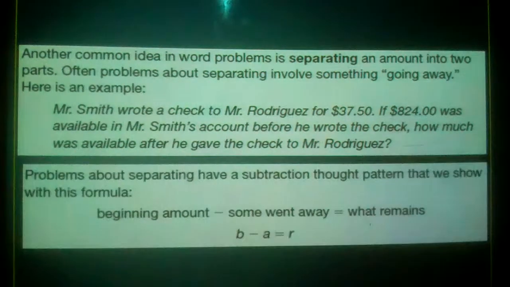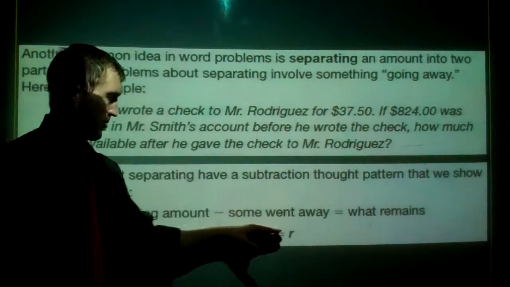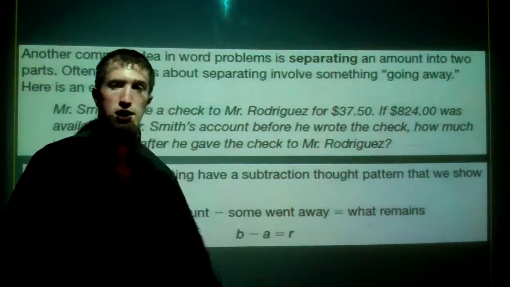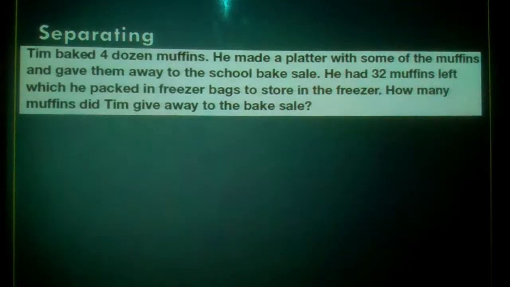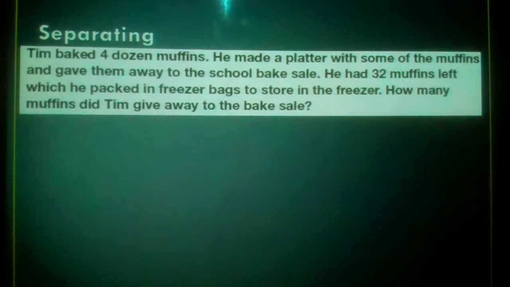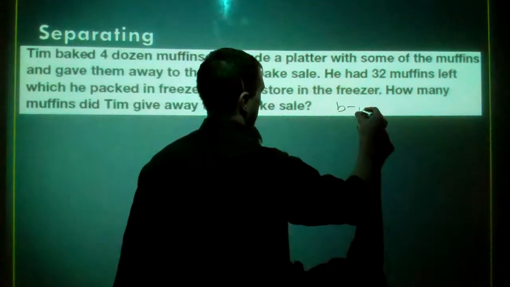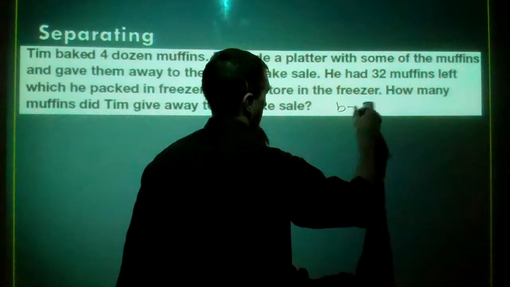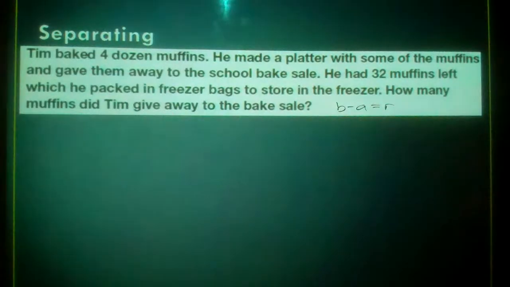And that's our basic formula here. You're going to start with the beginning amount. Something's going to be taken away, and they're going to have whatever's left. So, beginning amount minus whatever went away equals whatever remains. So we're going to follow that here. Beginning minus A equals R.